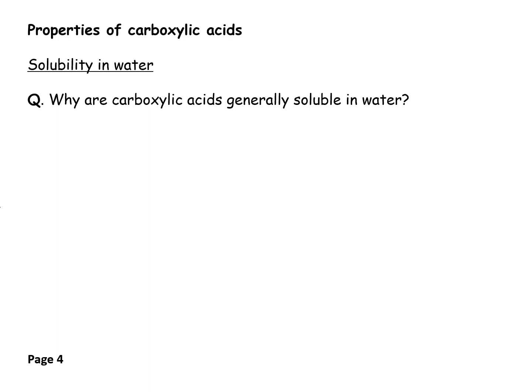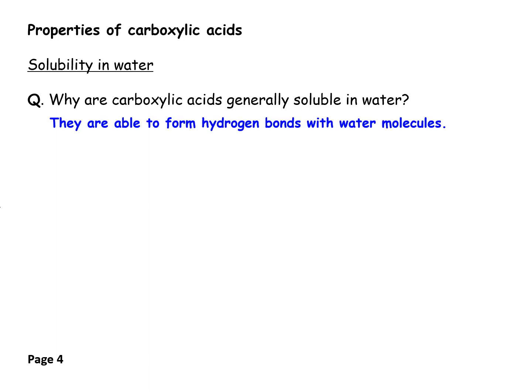Well, hopefully you've remembered that between water molecules there are hydrogen bonds, and for a substance to be soluble in water, that substance needs to make hydrogen bonds with the water. So carboxylic acids can do that. They are able to form hydrogen bonds with the water molecules, so they can kind of sneak in between those water molecules and hide out, so it can dissolve.